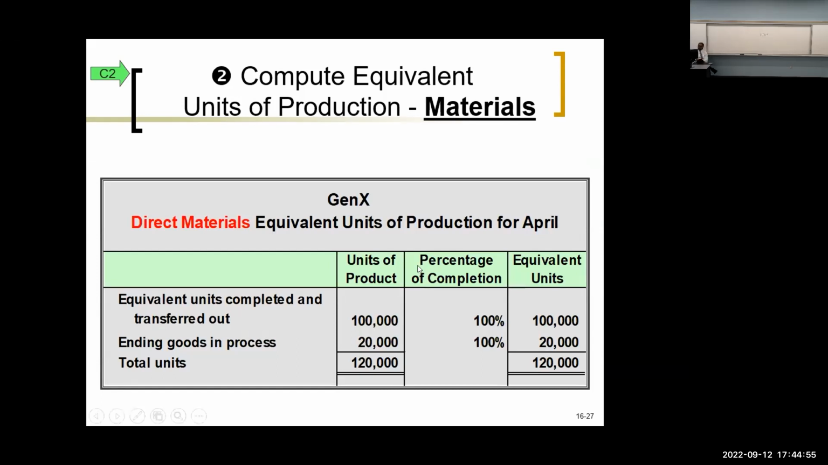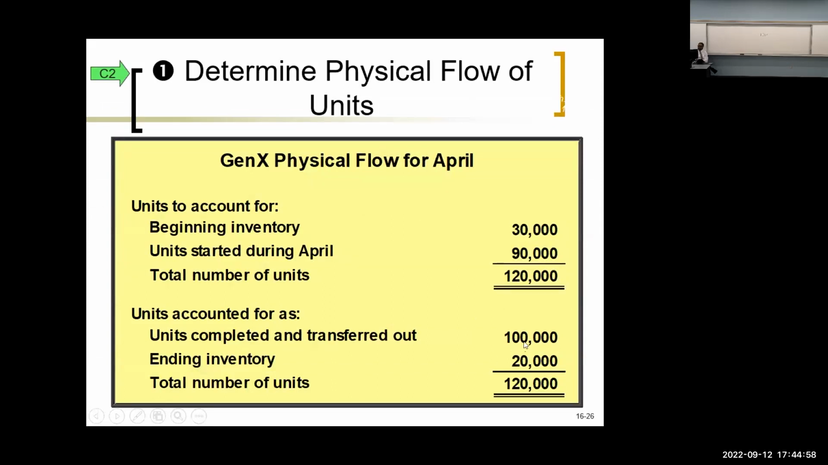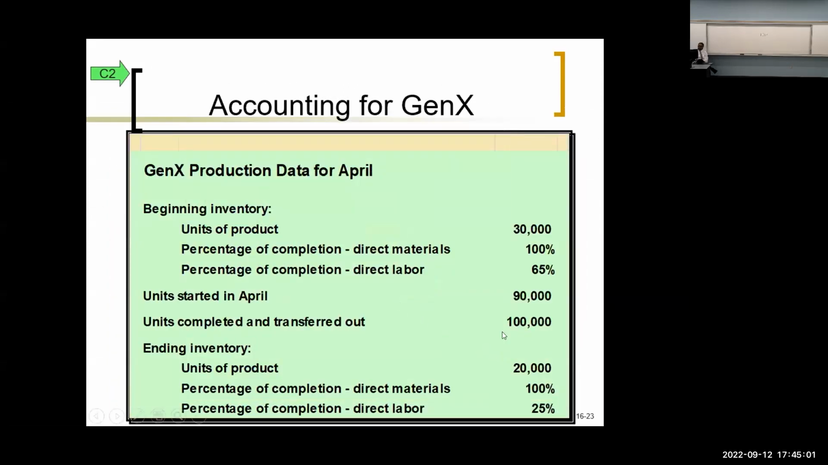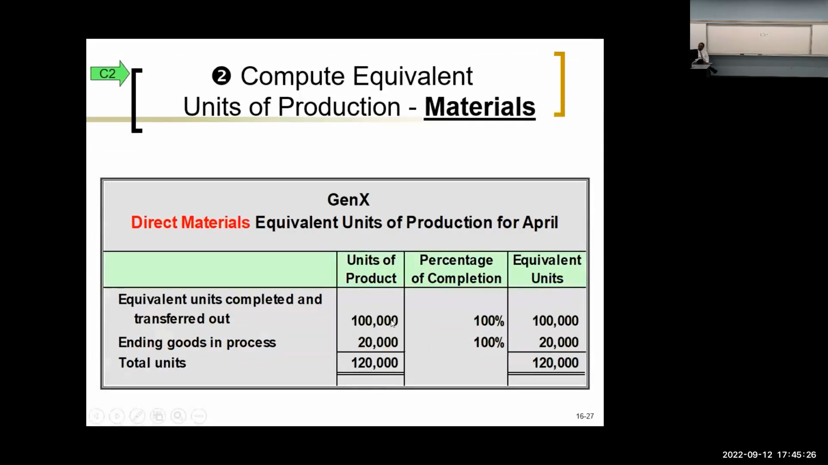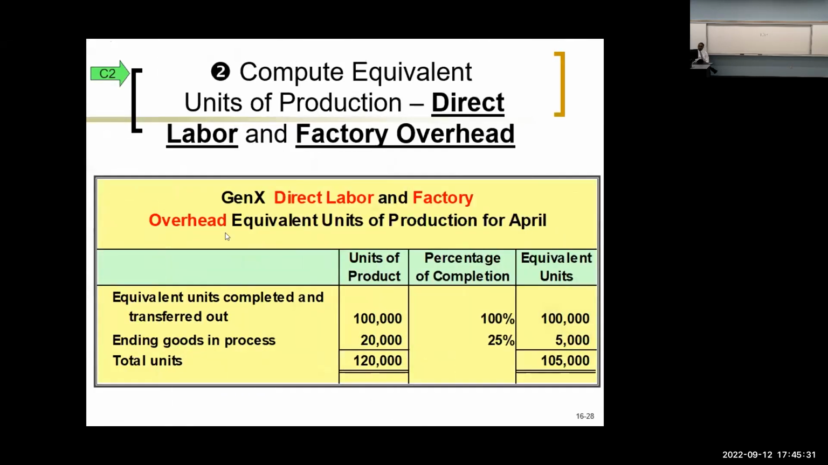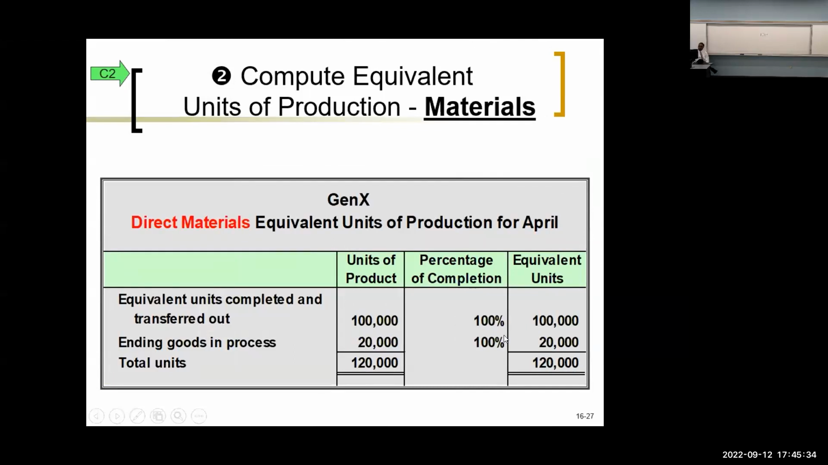If you remember off the initial data sheet, and they're just taking this 100,000 and this 20,000, it was 100% completed for materials and 100% ending inventory was 100% for materials. But for labor, ending inventory was only 25%, and it's 100% for material and labor here, transferred out. So what they're going to do is take the 100,000, 120,000. This is for materials here.